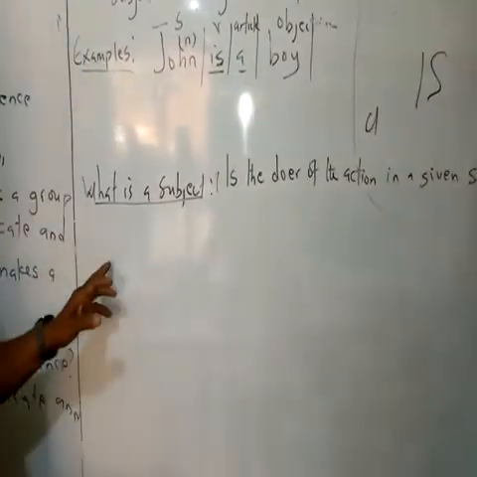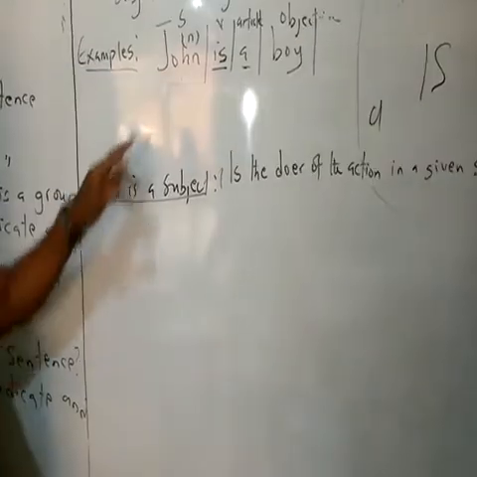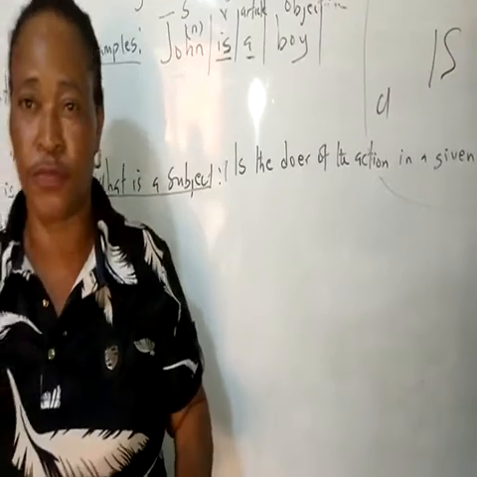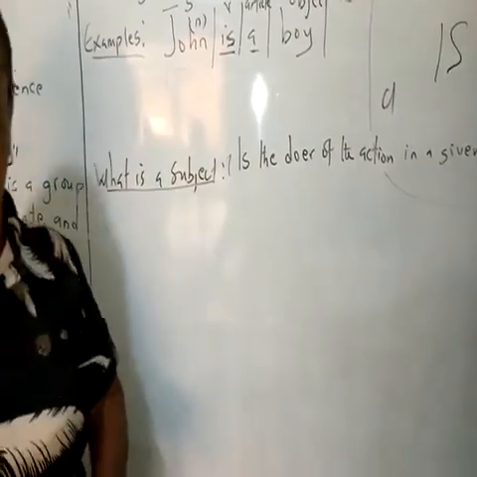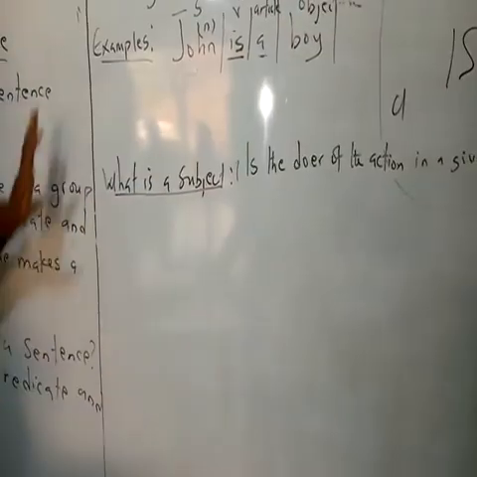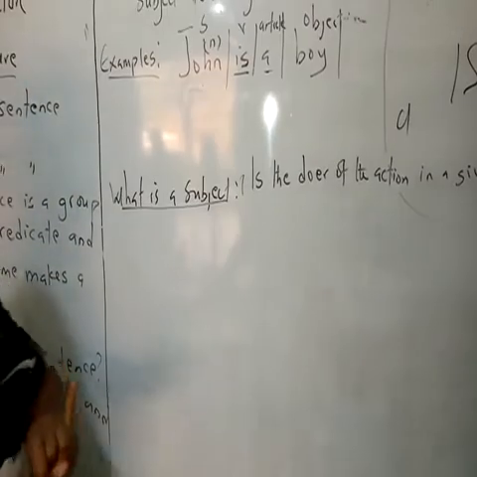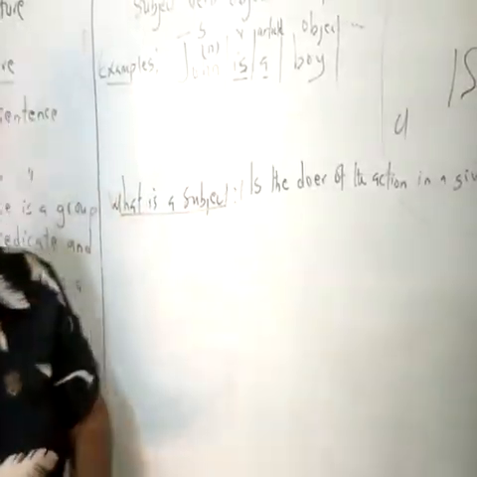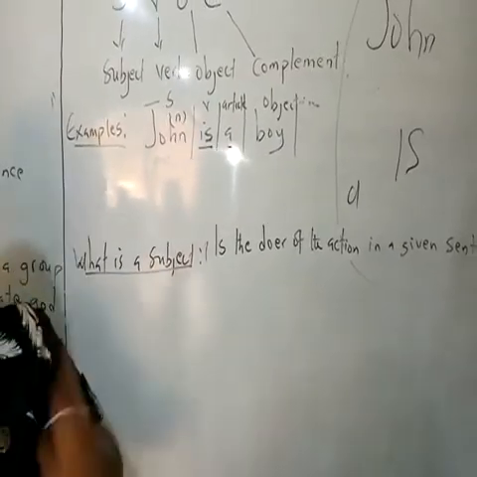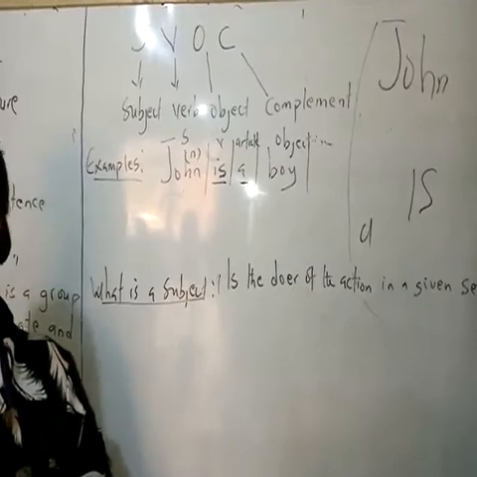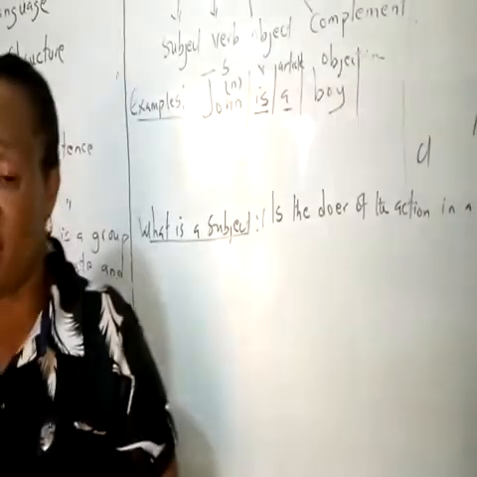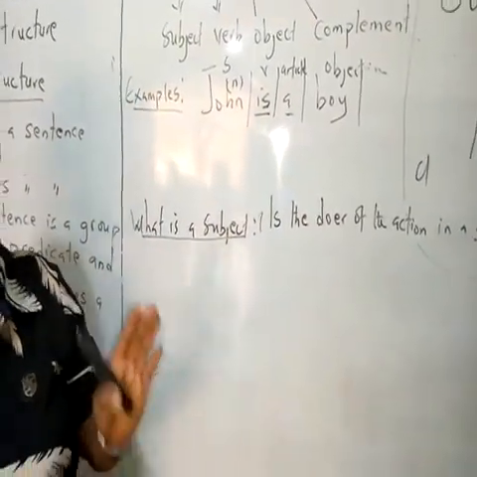Now the question we ask ourselves, what is a subject? Being John is the subject in this sentence, subject is the doer of the action in a given sentence. Then what is a predicate? Remember, we said this sentence must contain a subject, a final verb, a predicate. And please be it known to you that for it to be a sentence it must have a finite verb.